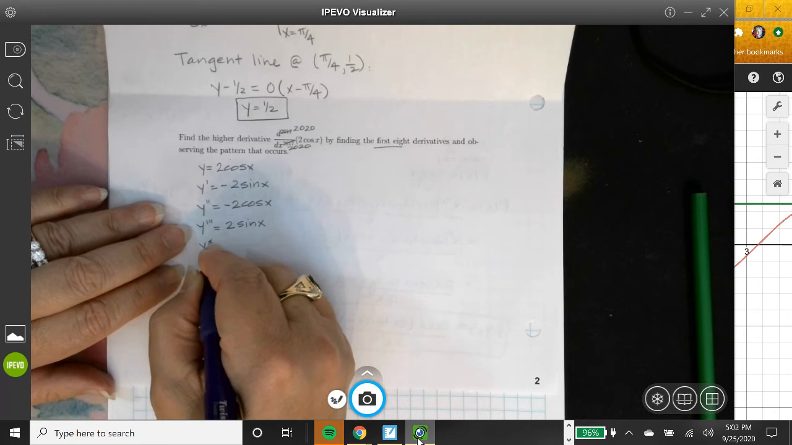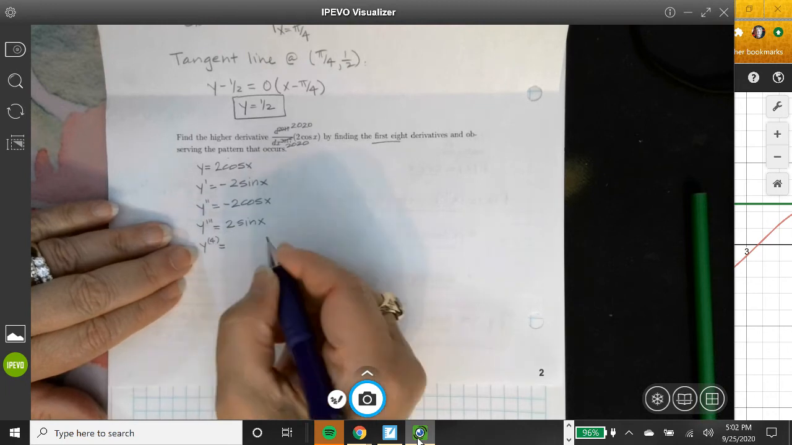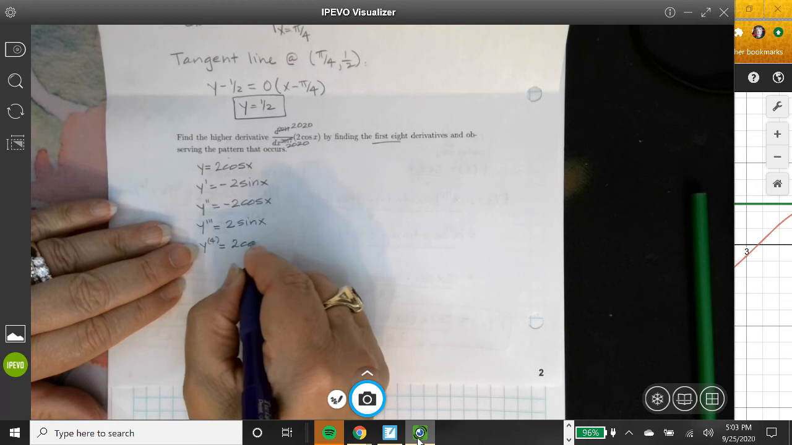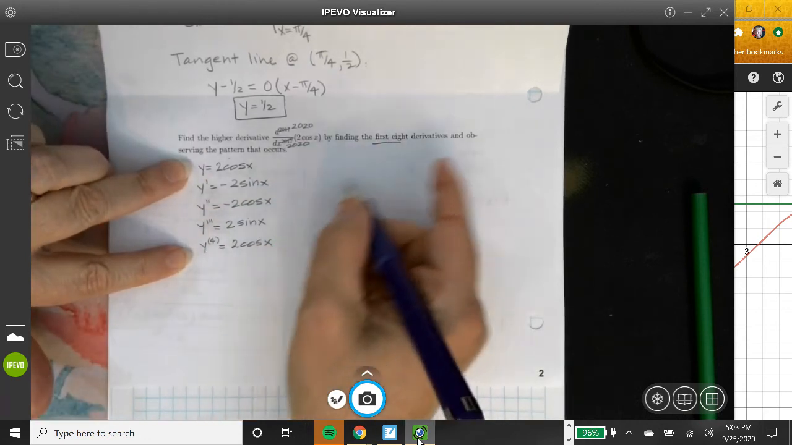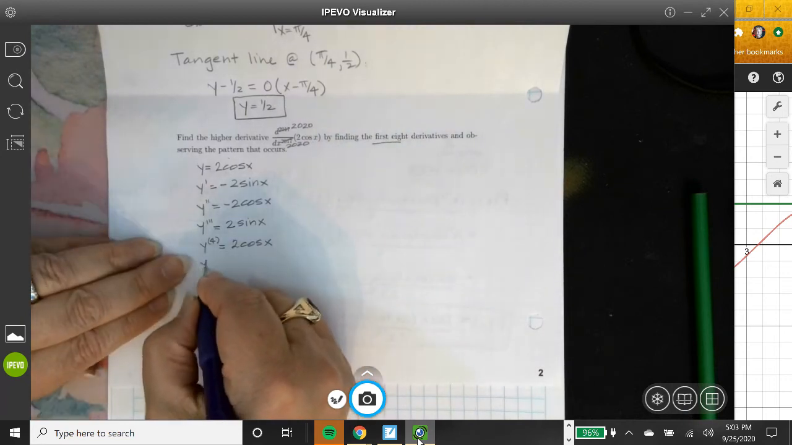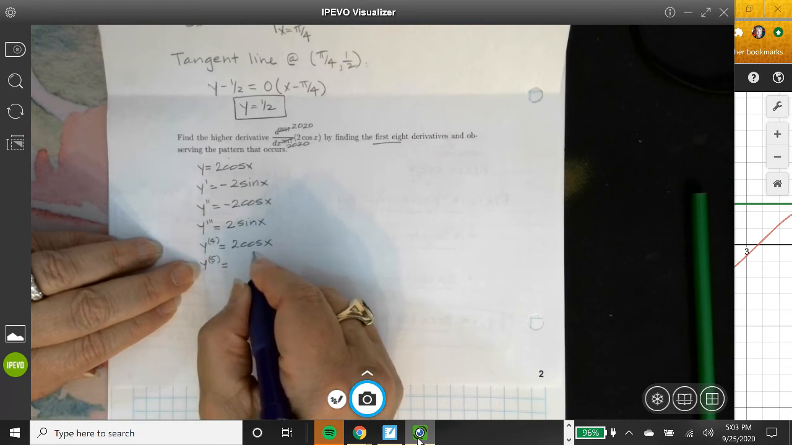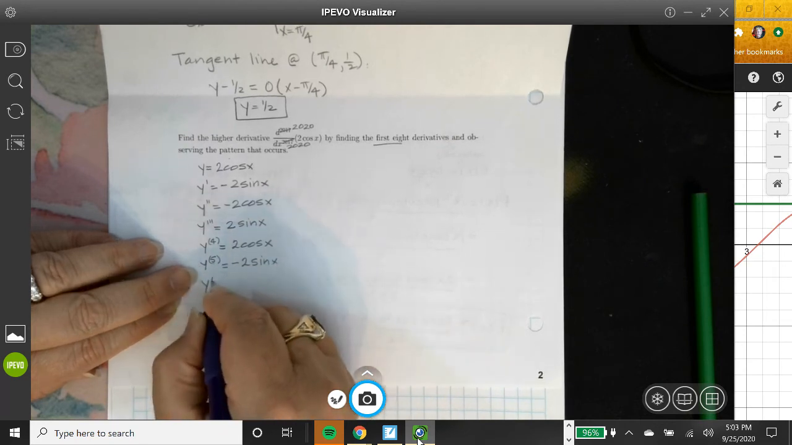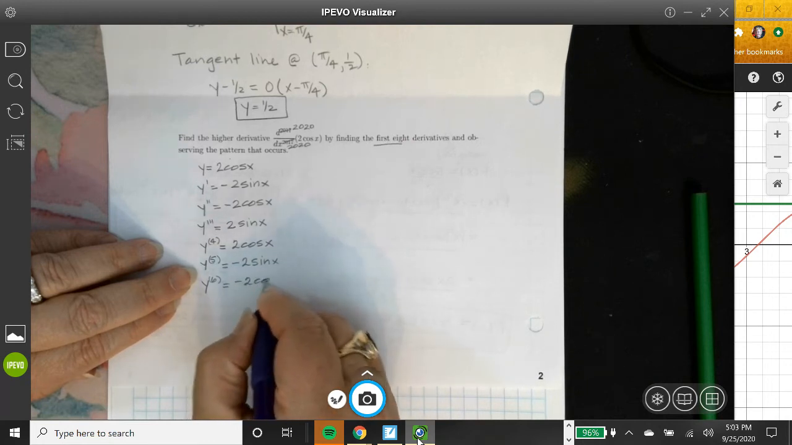And the fourth derivative, and this is how you write that, you put a 4 up there with a set of parentheses, equals 2 times the derivative of sine, which would be 2 cosine x. And note, we've arrived back where we started, but they want the first 8 to see what the pattern is. So the fifth derivative is going to be 2 times the derivative of cosine, which will be negative sine. So this is negative 2 sine x. The sixth derivative is going to equal negative 2 times the derivative of sine x, which is cosine x. So this will be negative 2 cosine x.